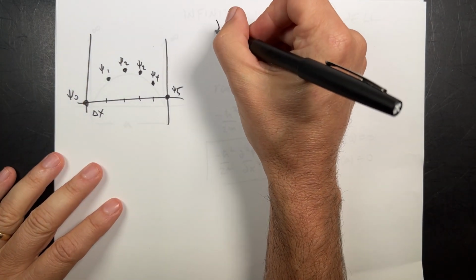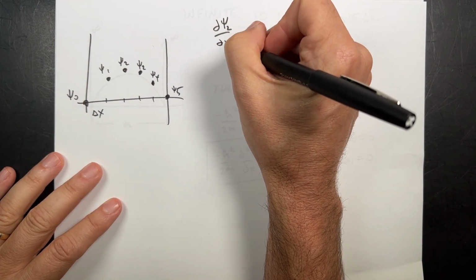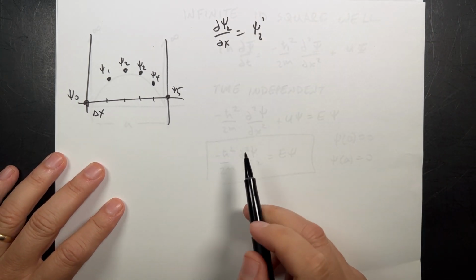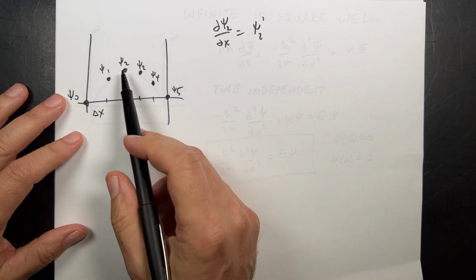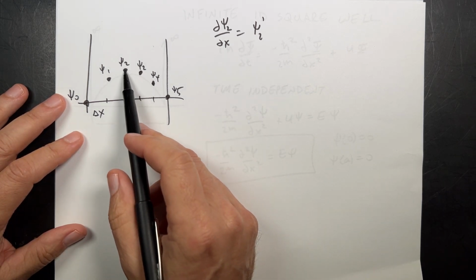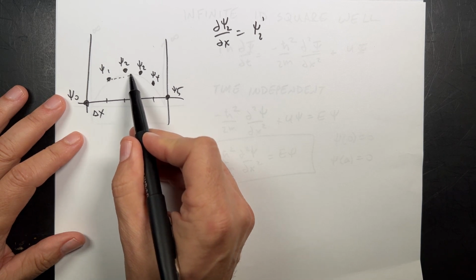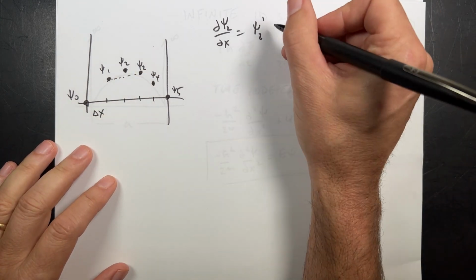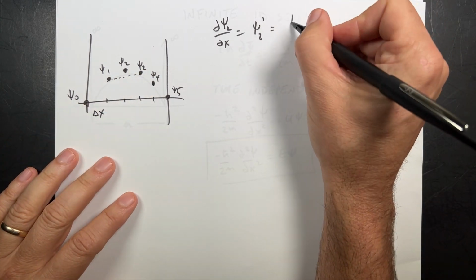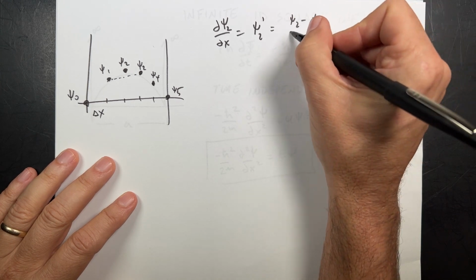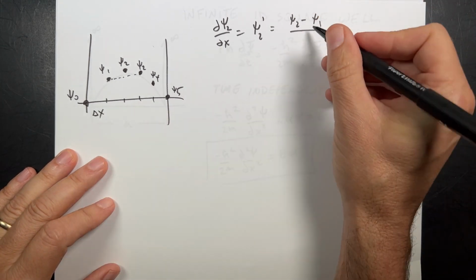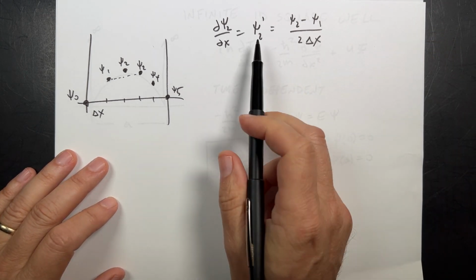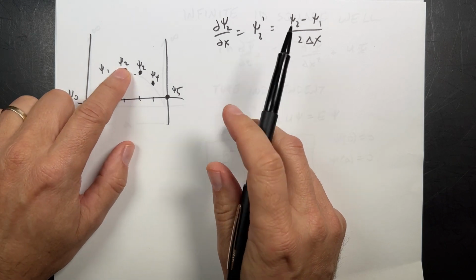Now let's say I want to find the slope at psi 2. I want to find the partial of psi 2 with respect to x, which I'll write as psi 2 prime, with the prime being the first derivative. Well, it's basically the slope at this point. And I can find the slope at this point by looking at the slope between these two points right here. So I want to find the slope between psi 1 and psi 2, and that would be equal to the change, psi 2 minus psi 1, divided by the distance between those, which is 2 delta x. And that's a pretty good way to find the derivative at that point.